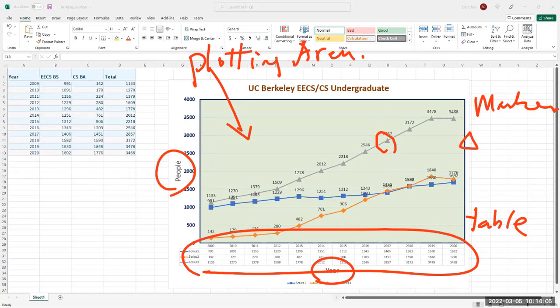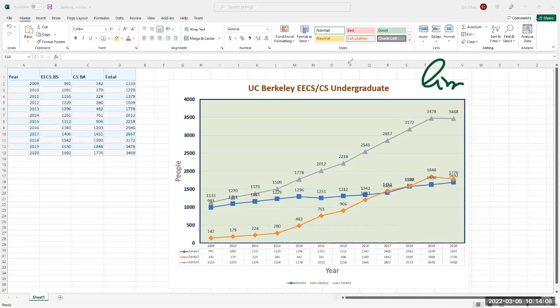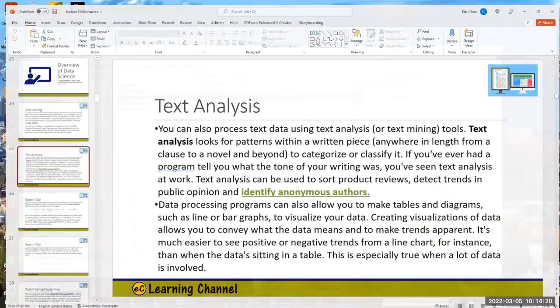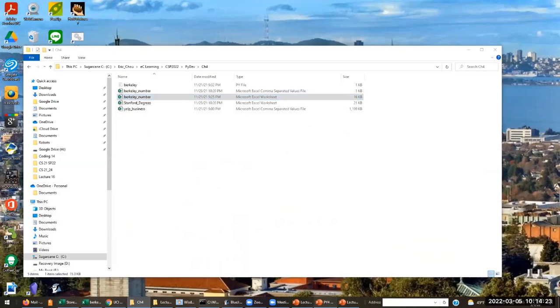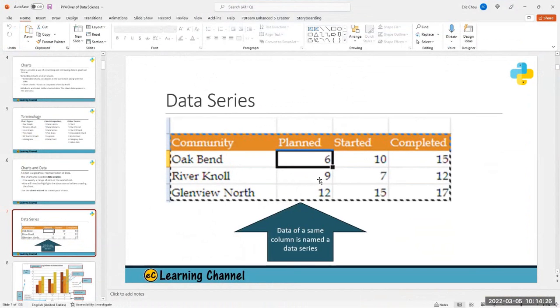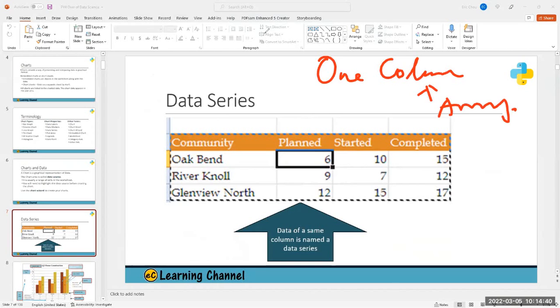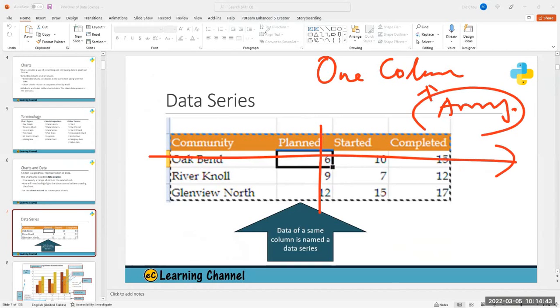The kind of chart that we drew is called a line chart. A line chart will show you the trend, how the data grows. So in the exam, you'll see different kinds of charts. Remember, the data series is one array. You can say that one column is a data series. You can also look at it as one array of data. And this horizontal side we call the category.